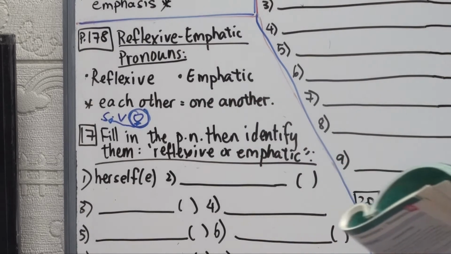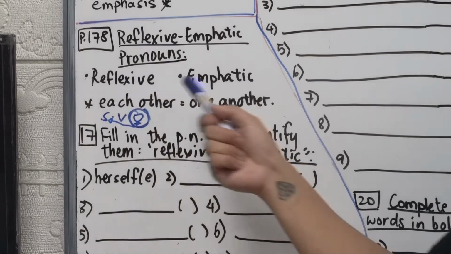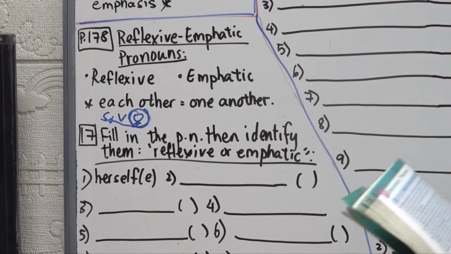All right, let's move on forward to the emphatic part, okay? So emphatic pronouns have the same form as reflexive pronouns, but a different meaning, okay? So herself in reflexive will also be herself in emphatic. So they are the same structure, but their use are distinct, okay? Their use are different. How so? All right, let's read on forward.